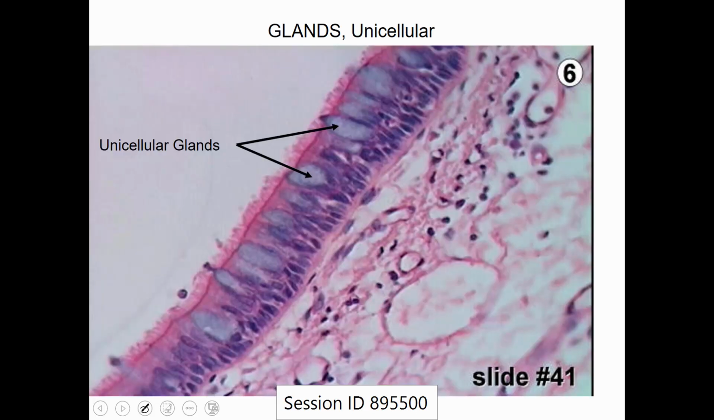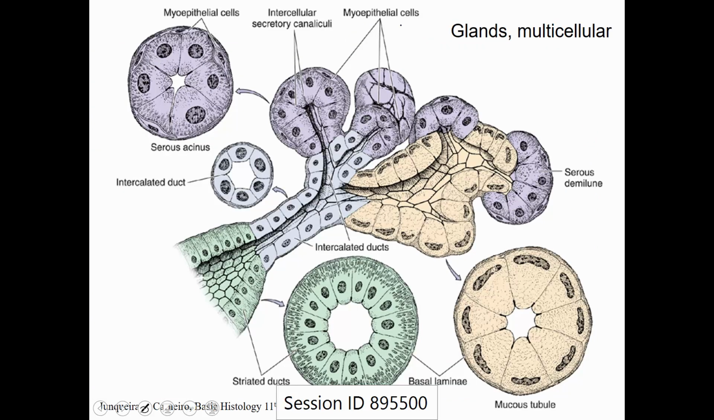So you will go through, and here are your unicellular glands. Okay, these are containing mucus because it's picking up the H&E quite poorly. So use your stain to identify what you're looking at.